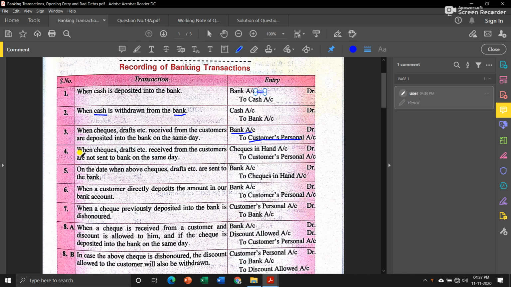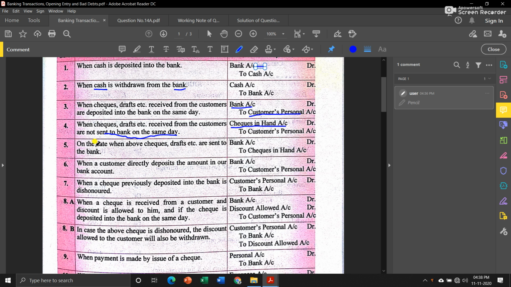Okay, then in the fourth case, when checks, drafts, etc. we received from customer but we did not send it to the bank on the same date. That means suppose today I received a check from one of my customers, and I kept it in my hand, I haven't deposited it into the bank today. So in that case, we will debit checks in hand account, since the check is still in our hand on that particular day, and we will credit the person who gave us that check, for example Mr. X, we will credit X's account.